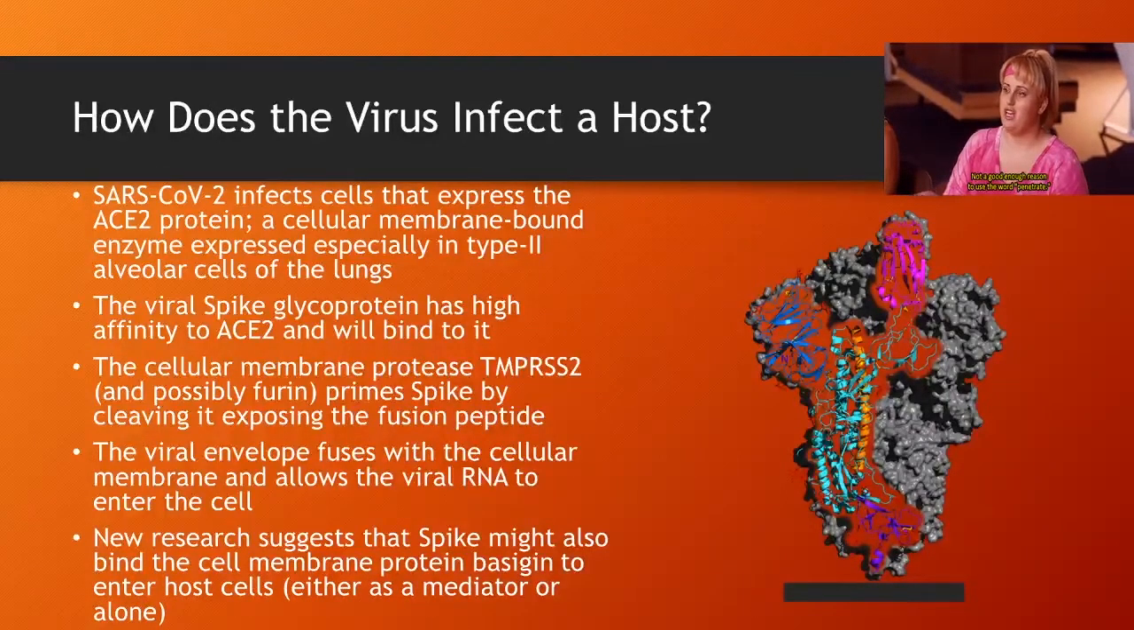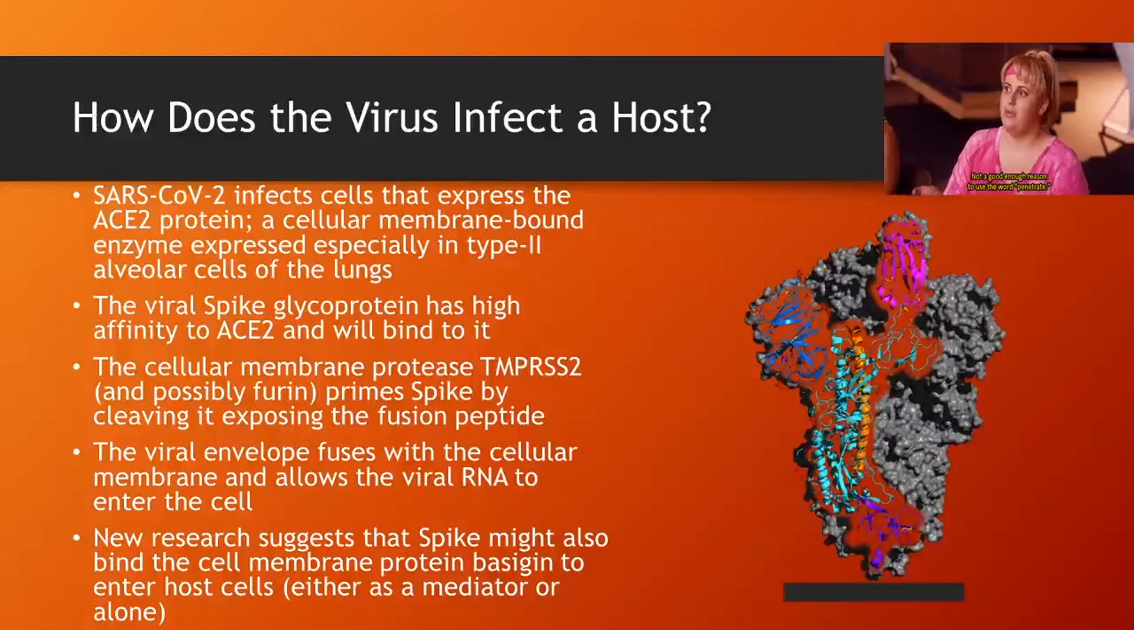Now, new research suggests that spike might also bind to cell membrane protein basigin to enter host cells. This one is kind of new that they've discovered. I don't know much about it either. It's possible that it's just a mediator, so it's another protein that's involved in the whole binding, recognizing, and fusion of the virus to be able to get into the cell. Or it could be something that it can do instead. I'm not really sure, and researchers aren't really sure yet either, so there's going to be more coming from that.